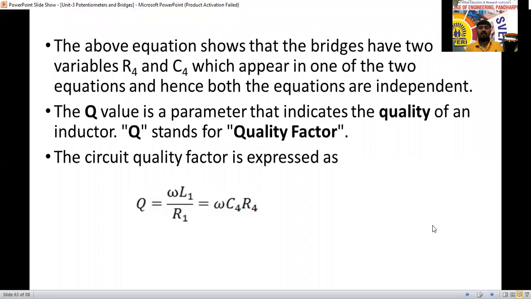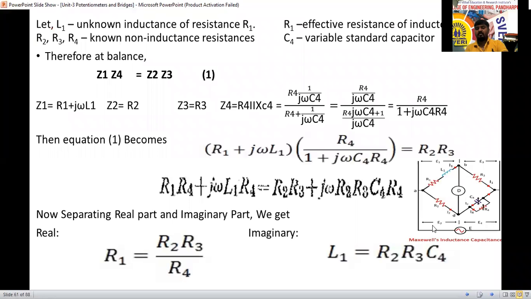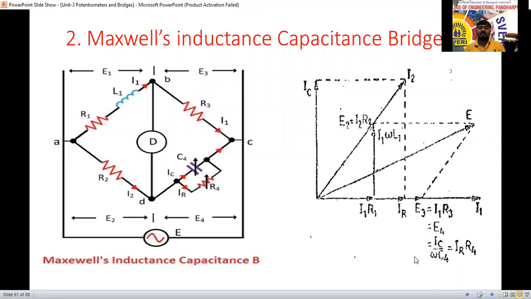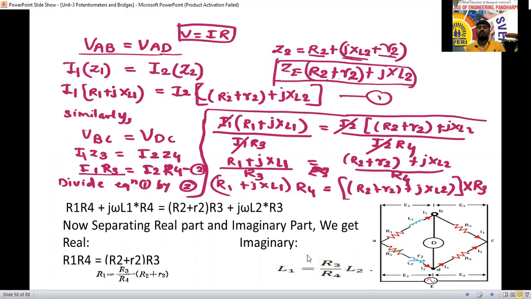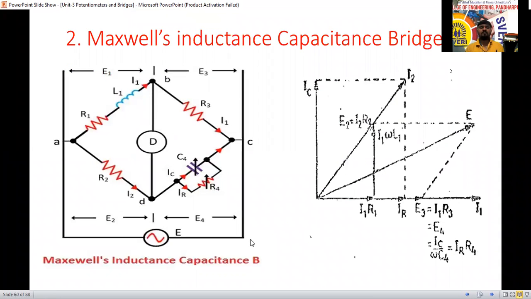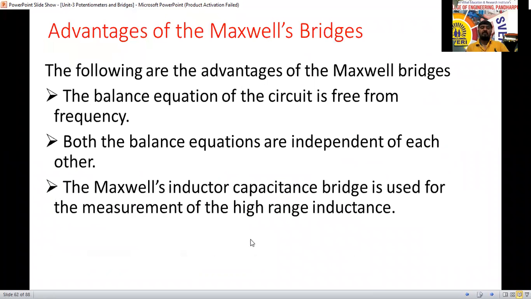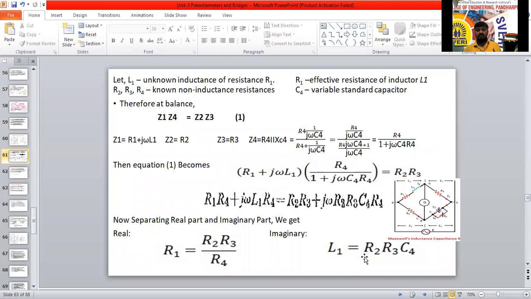For that reason, remember this Q factor equation. Remember the R1 and L1 equations for the Maxwell inductance capacitance bridge, and for the Maxwell inductance bridge also remember the R1 and L1 equations. These 2 plus 2 plus 1, five equations you have to remember. The next class we will solve some numericals on the Maxwell bridge. So I'll stop here and we'll continue in the next class.